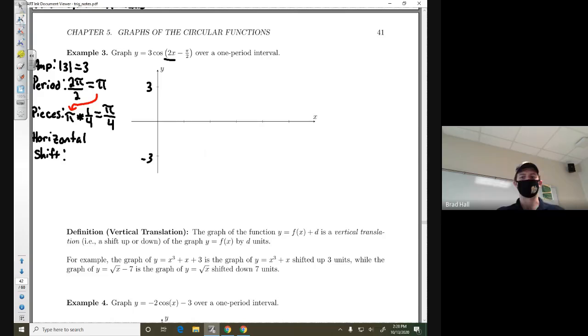So this is kind of a trick question in a sense. A horizontal shift is denoted by what is adding or subtracting the x directly. Pi over 2 is not subtracting x directly. It's subtracting 2x. 2x is not x. So you might think, well, what gives? And what gives is the fact that 3 cosine 2x.